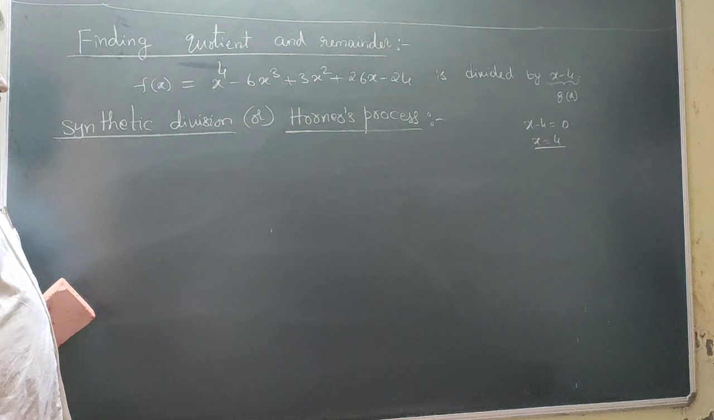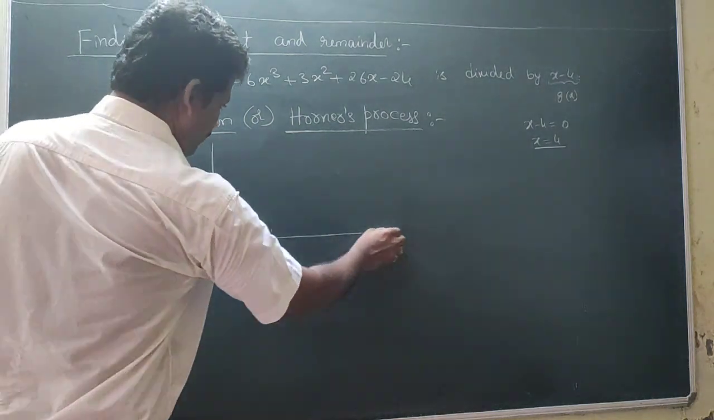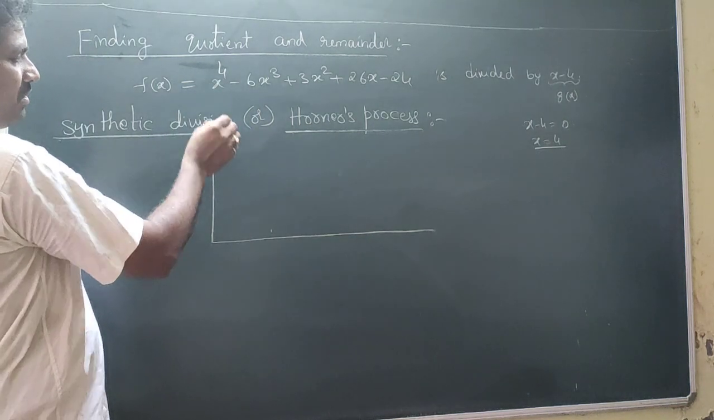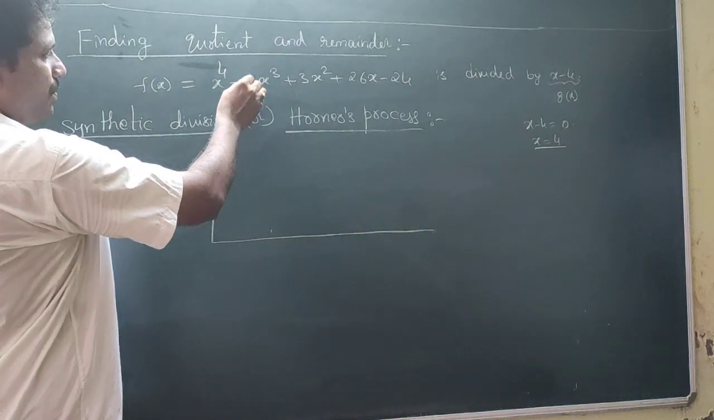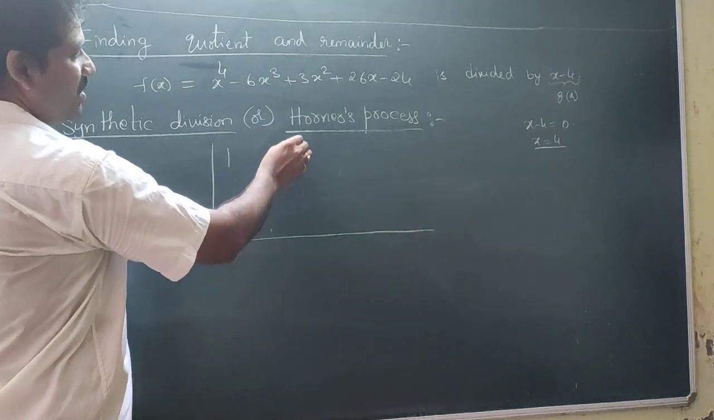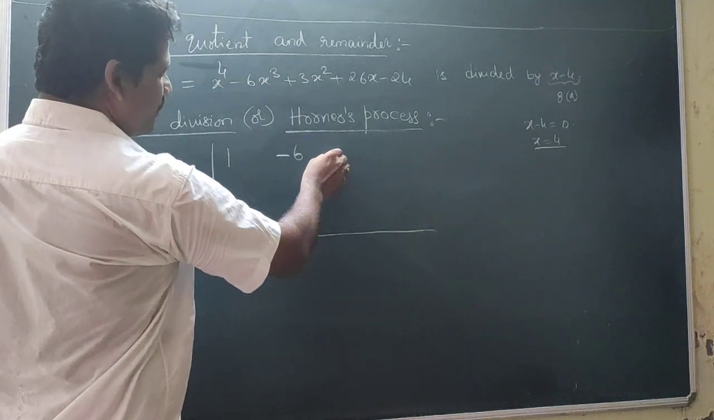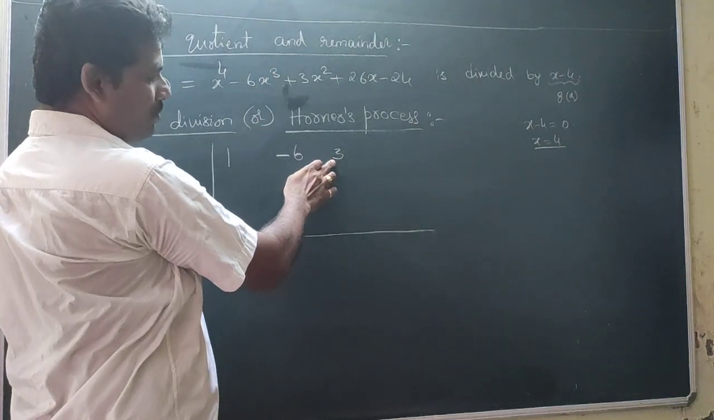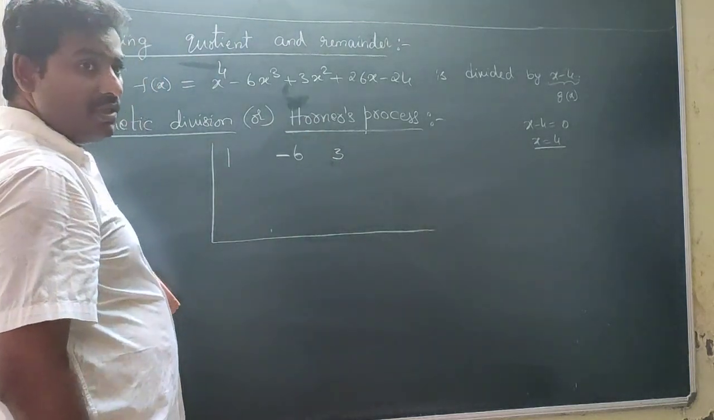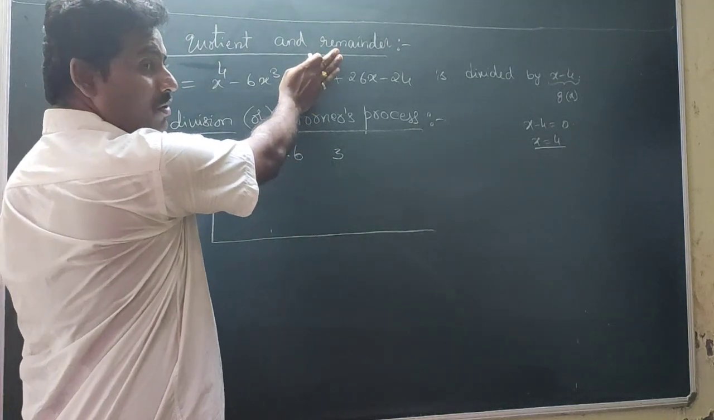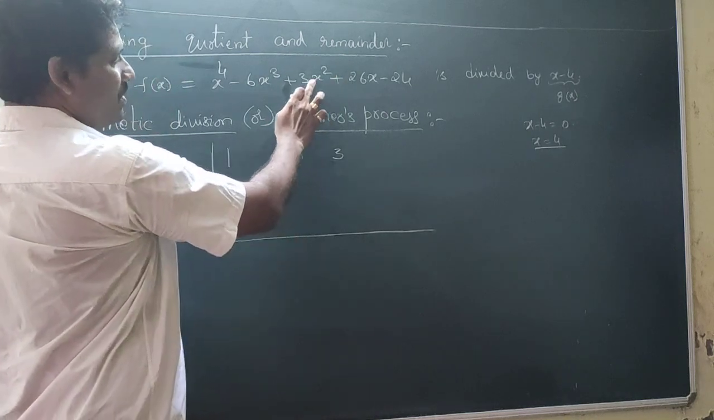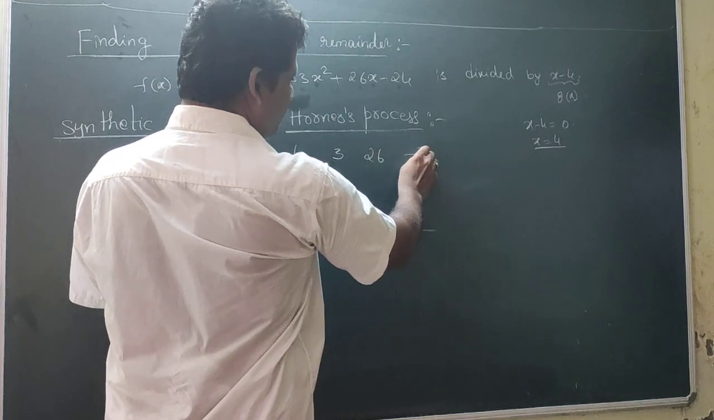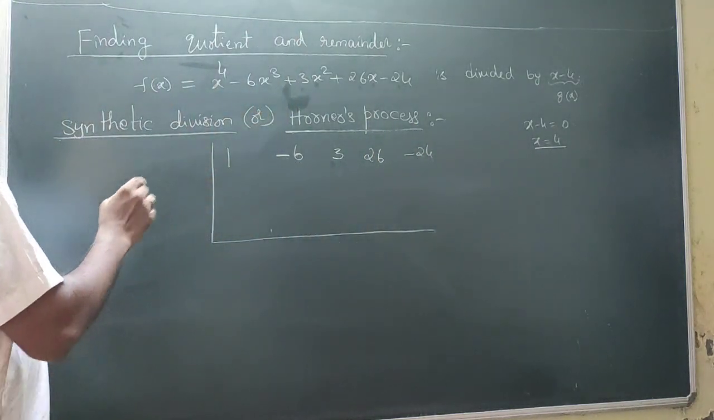First see how this method works. Write the coefficients of f of x. What is the x power 4 coefficient? 1. What is the x cube coefficient? Minus 6. What is the x square coefficient? 3. Suppose there is no x square term, then you should put 0, that means 0 into x square. Here the x square coefficient is 3. What is the x coefficient? 26. What is the constant? Minus 24. And you start with x equal to 4.